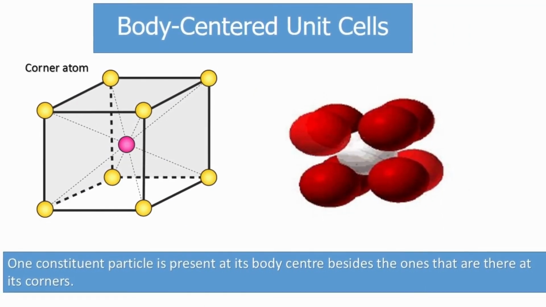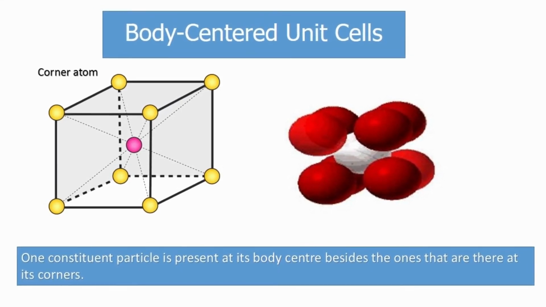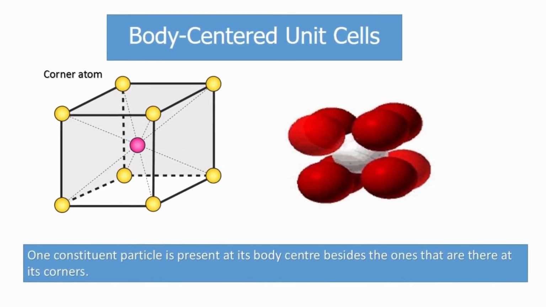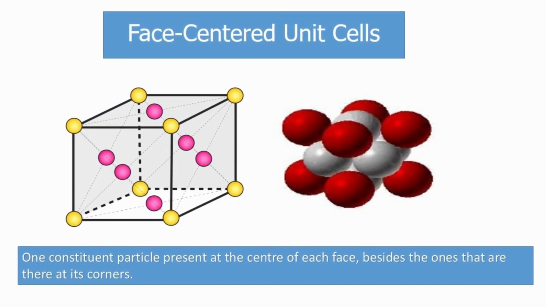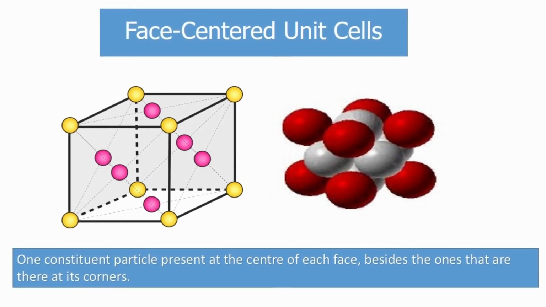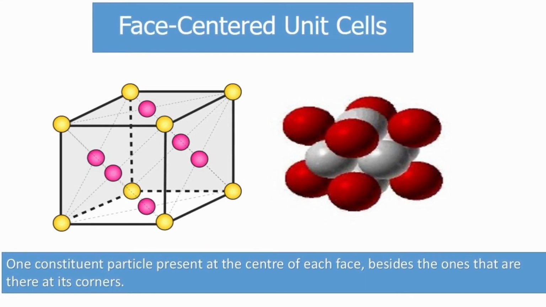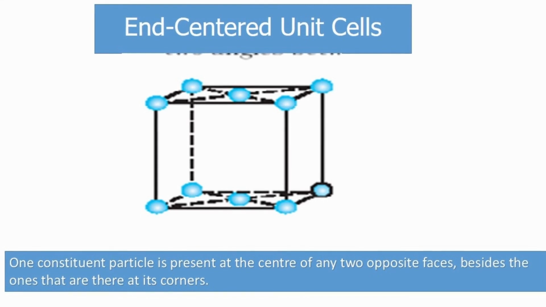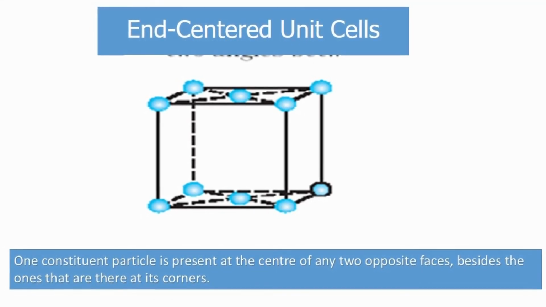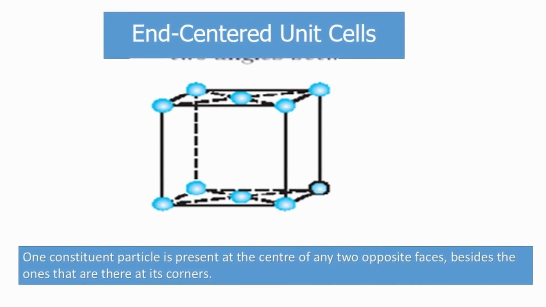In body-centered unit cells, a constituent particle is present at its body center besides the ones that are there at its corners. In face-centered unit cells, one constituent particle is present at the center of each face besides the ones that are there at its corners. In end-centered unit cells, one constituent particle is present at the center of any two opposite faces besides the ones present at its corners.